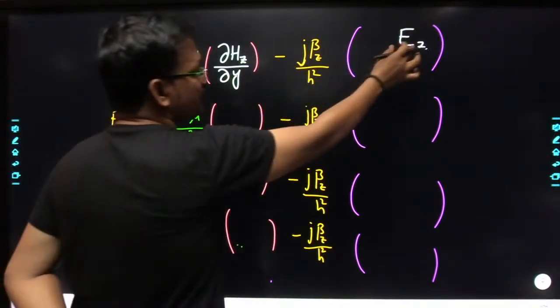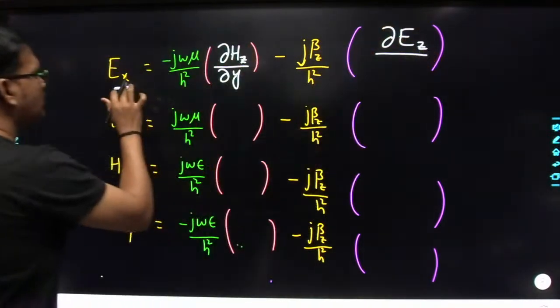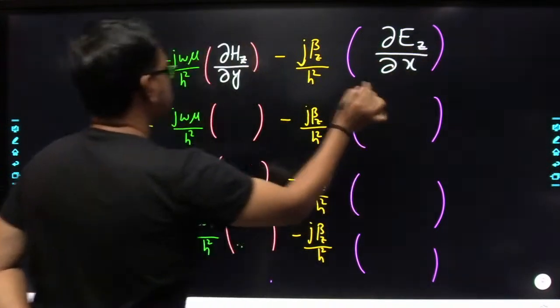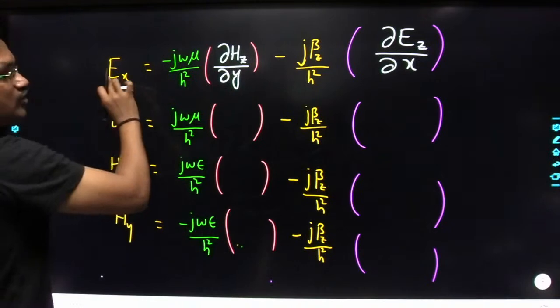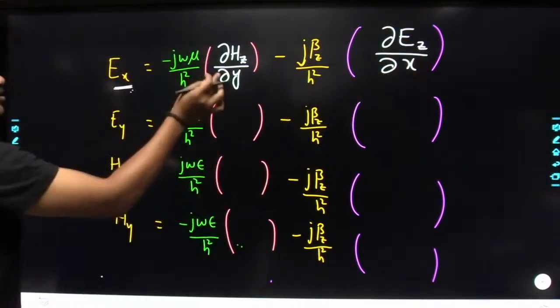So whenever you are differentiating the electric field, differentiate it with respect to what? Here you are having x, so here you differentiate it with respect to x. If you are differentiating the z component, differentiate with respect to y. If you are differentiating the z component of the electric field, differentiate it with respect to x.